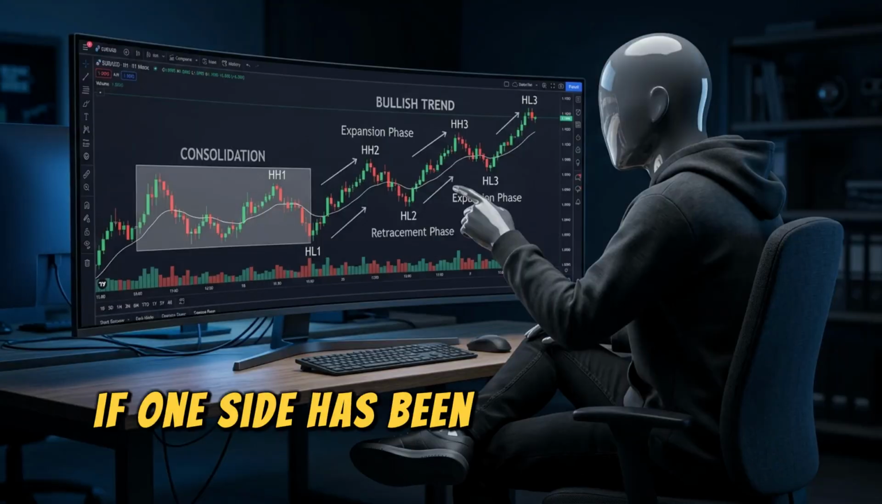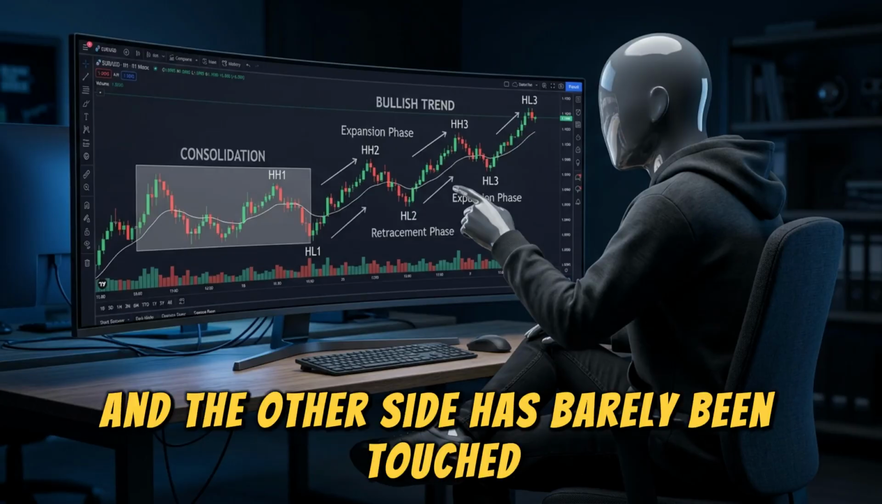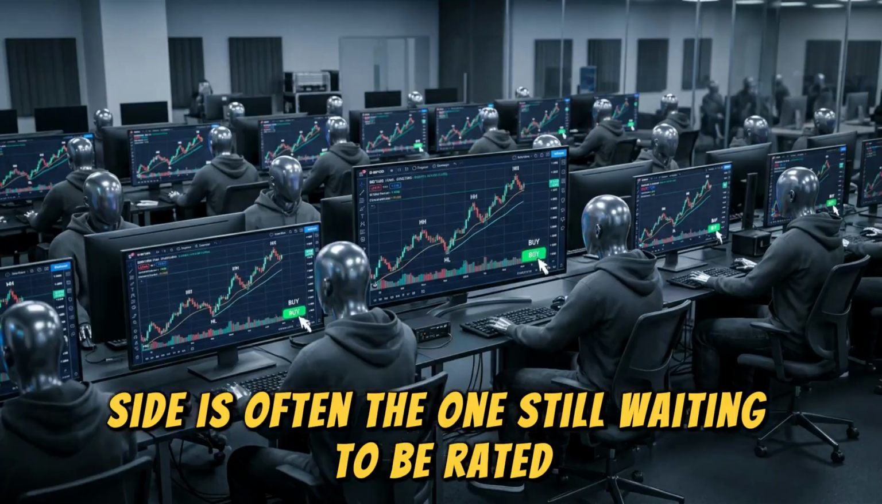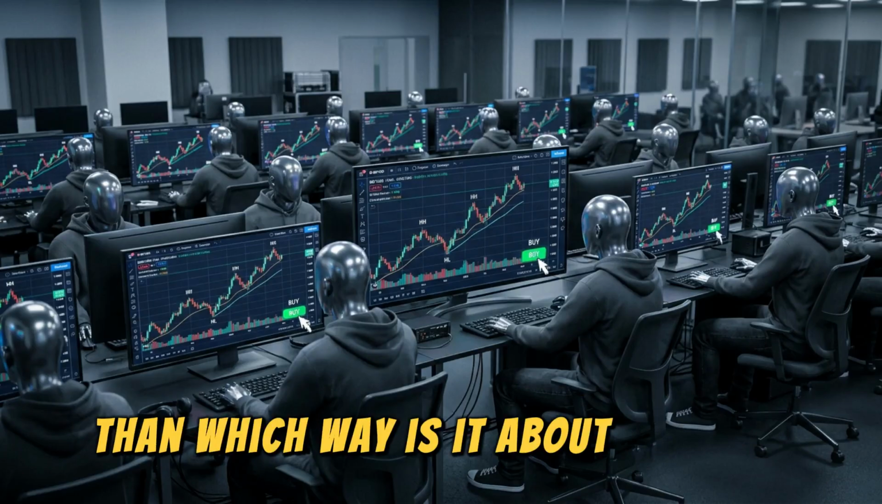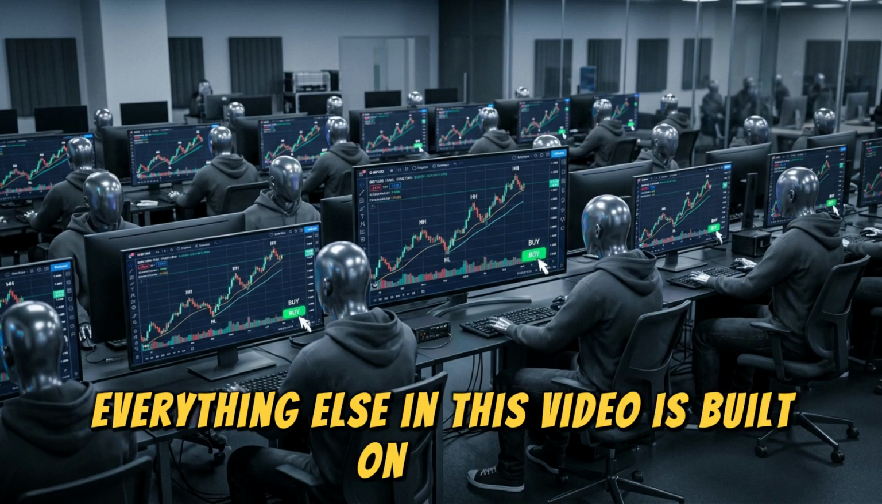If one side has been tested multiple times with clean rejections, and the other side has barely been touched, that untested side is often the one still waiting to be raided. This is a completely different way of reading a chart than which way is it about to break, and it's the foundation everything else in this video is built on top of.